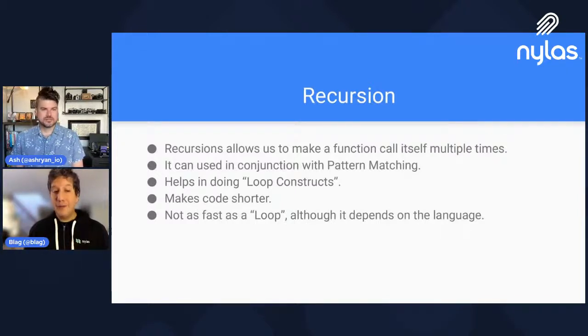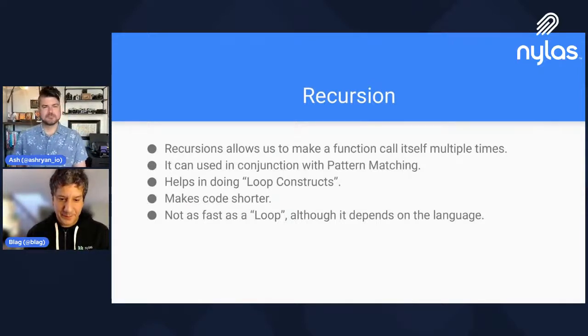That also helps because we don't have loops. So we use recursion or list comprehensions. It makes the code shorter. And they are not exactly as fast as loops, so it actually depends on the language we're using. But it really helps. I mean, there are some things that you can build pretty easily using recursion.